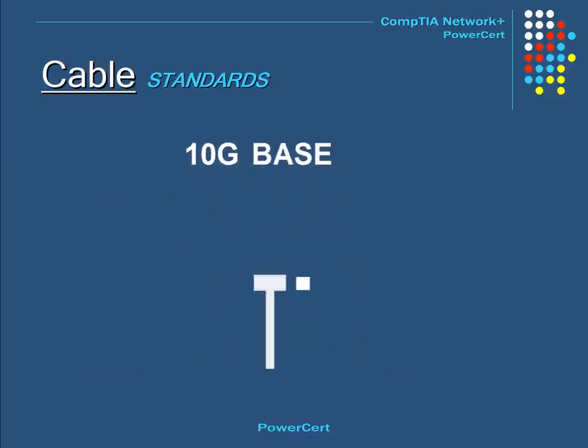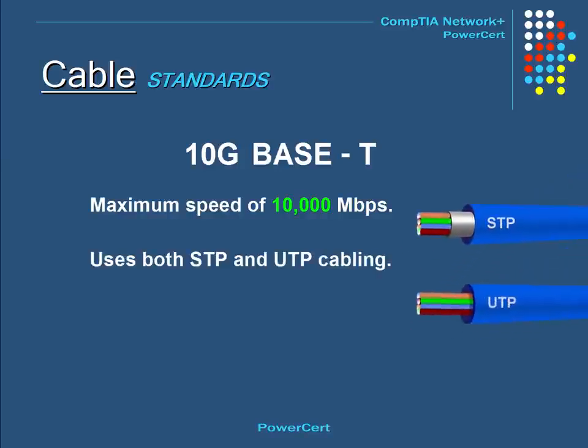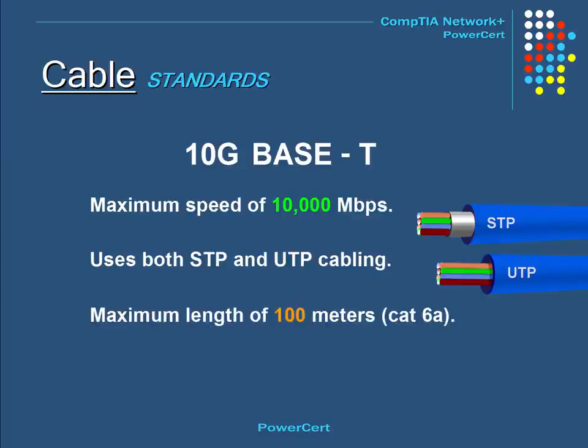Moving on to the 10 gigabit standard, there is 10G-base-T, and this has a speed of 10,000 megabits per second or 10 gigabits per second. It was developed in 2006, and it uses both shielded and unshielded twisted pair cabling. It has a maximum distance of 100 meters when using Category 6A cabling, or if it's using Category 6, it has a maximum length of 55 meters.